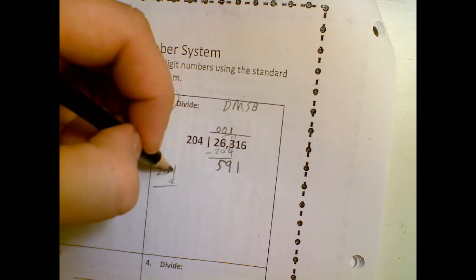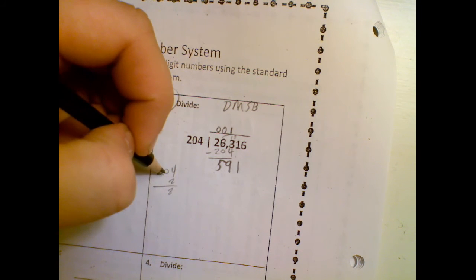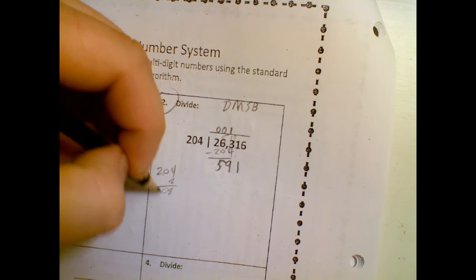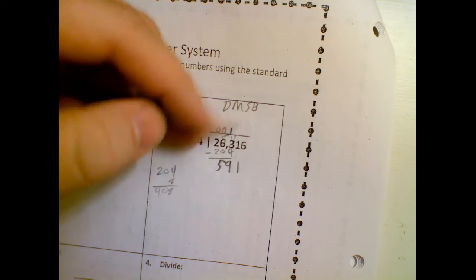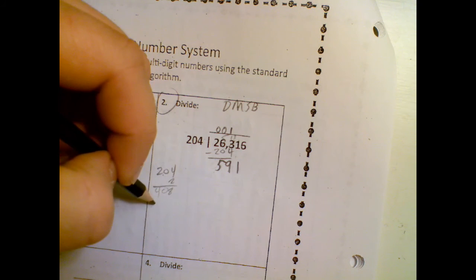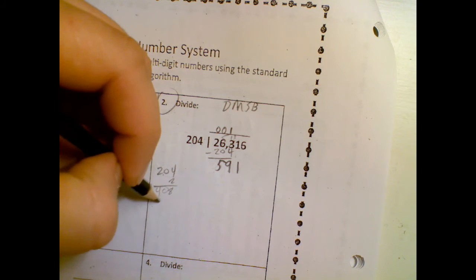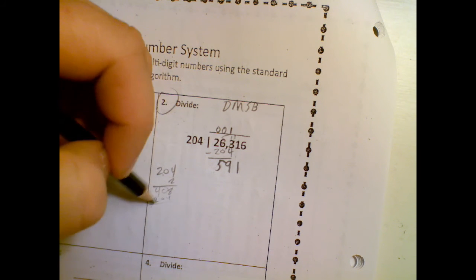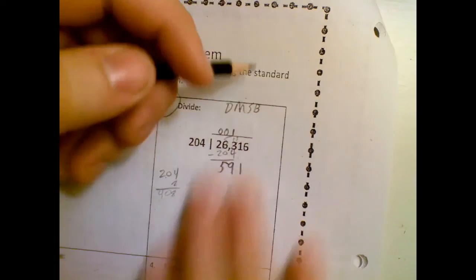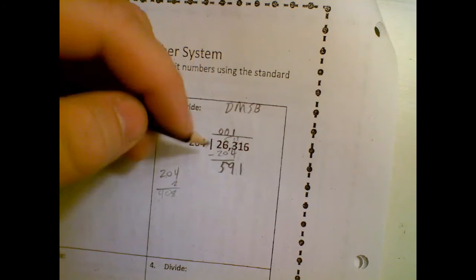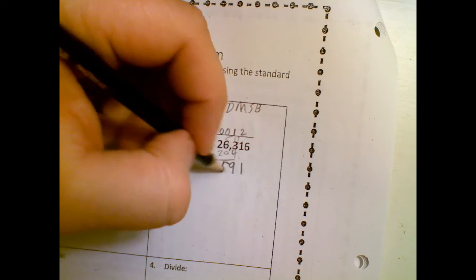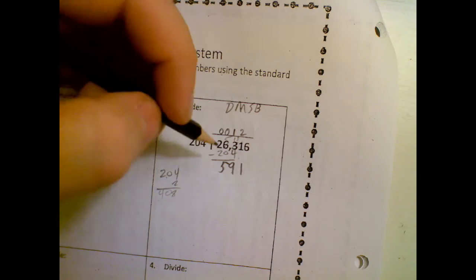Okay, 4 times 2 is 8. Then 2 times 0, 0. 2 times 2 is 4. Okay, so we got 408. Could we fit another 204? So we get 204. No, because that's going to be 600. So that would not work, right? It'd be over 600, and that's not what we got. We got 591. So it's going to go 2 times. And remember, you got to keep it over the number that you brought down. So we're keeping everything in line here.